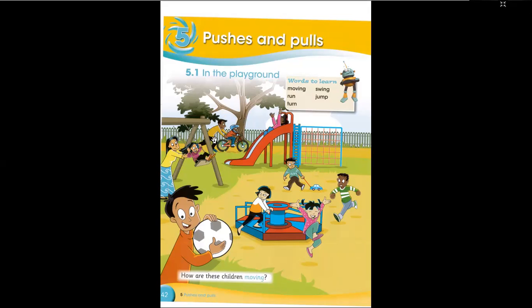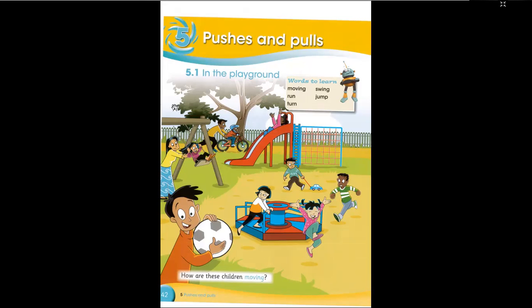Here, a girl is swinging. Swing is also a movement. Her mother or elder sister is pushing her, and it is moving. When you go in the park, you sit on the swing and you ask someone to push you hard so that you can swing fast, so that the swing moves forward and back.